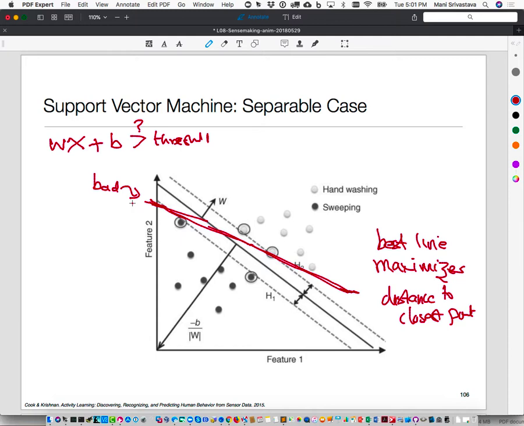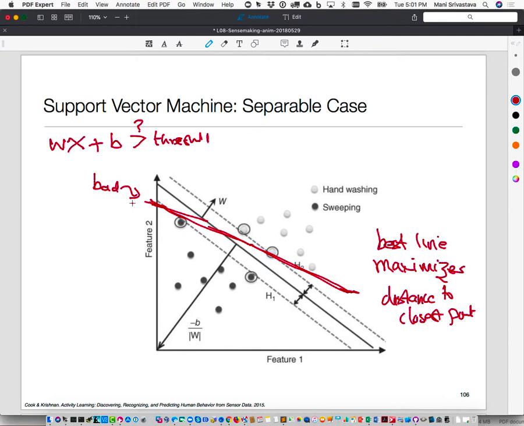Okay, so this case was easy. I need to find a hyperplane which maximizes this. The points which are closest to the chosen line are called the support vectors. That's why the name support vector machine. These are the points which are constraining my line, basically.